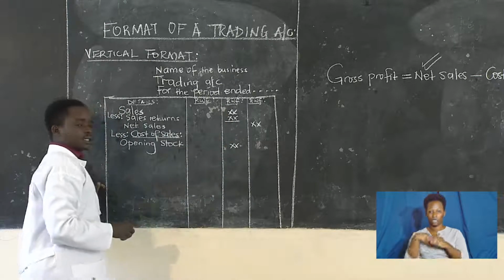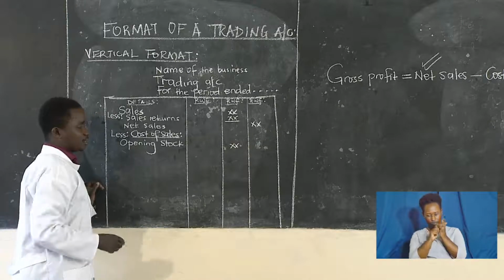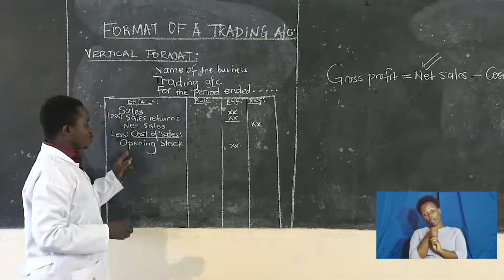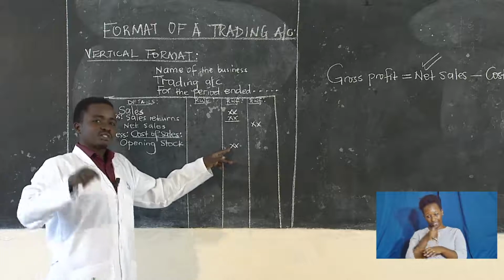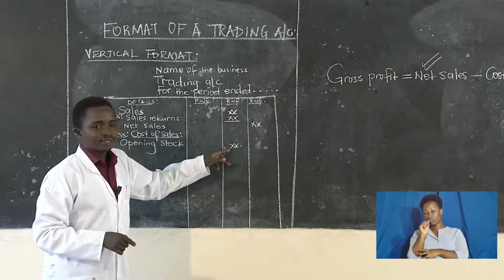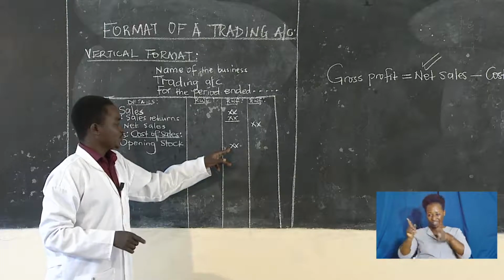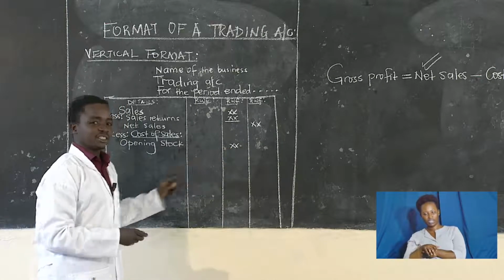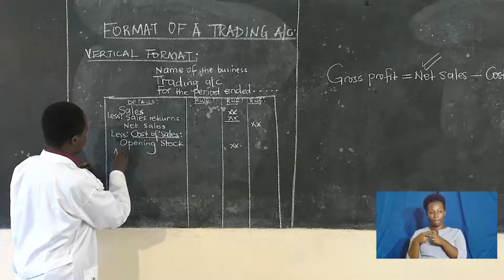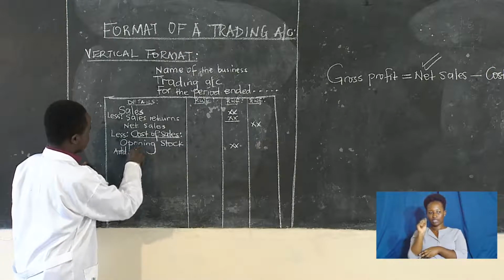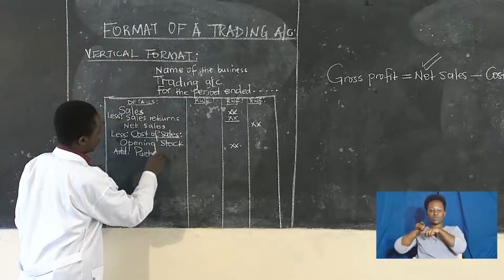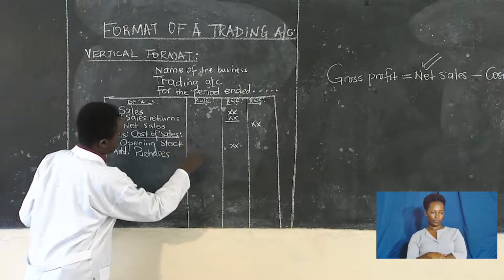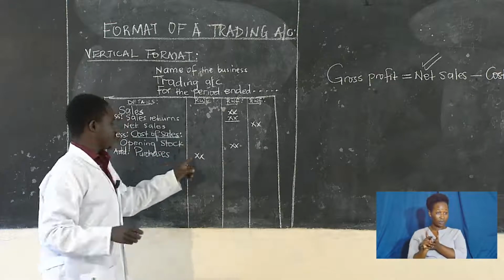Then, after writing your opening stock, maybe you find that the goods that you have at the beginning of the trading period are not enough. And therefore, you decide to go and purchase more. Those goods that you have gone to purchase are called purchases. So you add them there. So add purchases. So these purchases, we are going to treat them from here.